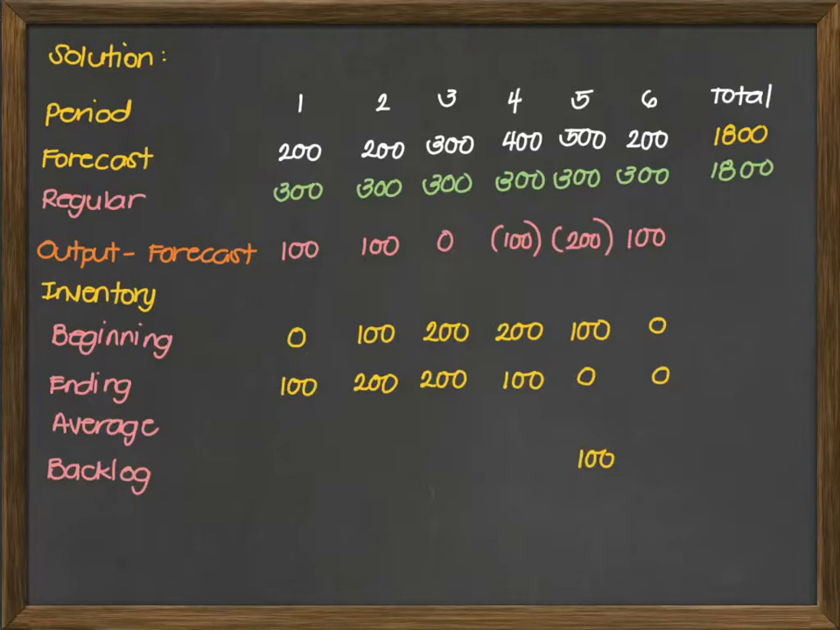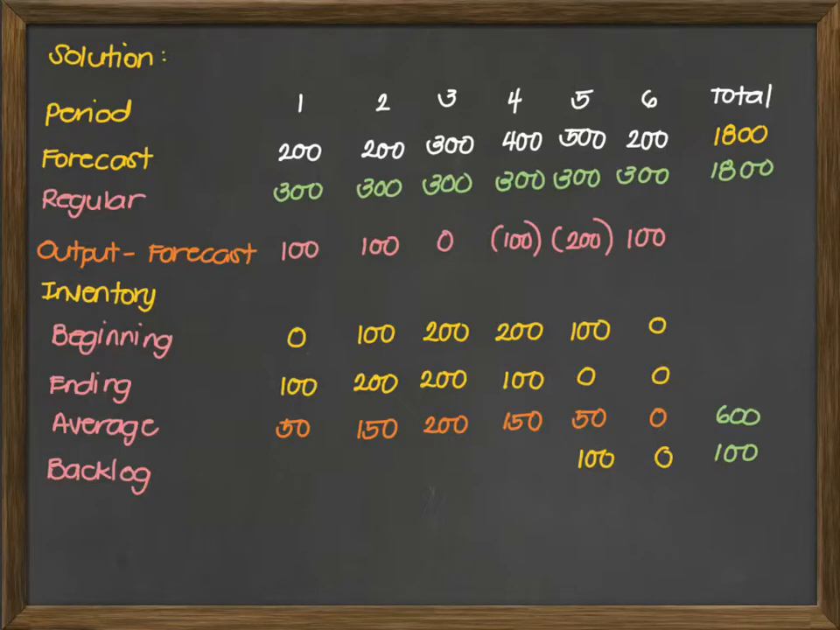Okay? And then, after filling that in, the next row is yung average inventory. So, we are just going to get the average between the beginning and the ending inventory. So, it will be 50 for the first period, and 150 for the second, 200 for the third, 150 for the fourth, 50 for the fifth, and 0 for the sixth period. So, we're going to get the sum of the average inventory and the backlog. So, that is 600 units and 100 units for the backlog.